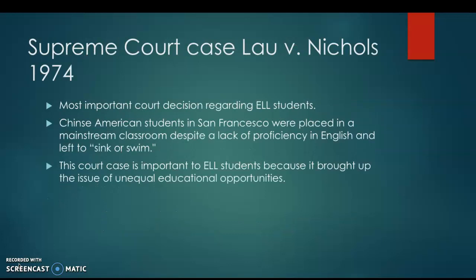Supreme Court case Lau v. Nichols, 1974. Most important case decision regarding ELL students. Chinese American students in San Francisco were placed in a mainstream classroom despite a lack of proficiency in English and left to, quote, sink or swim, end quote. This court decision is important to EL students because it brought up the issue of unequal educational opportunities.